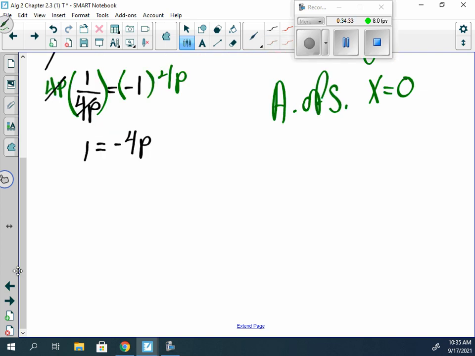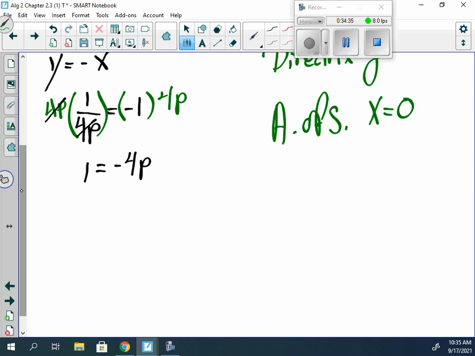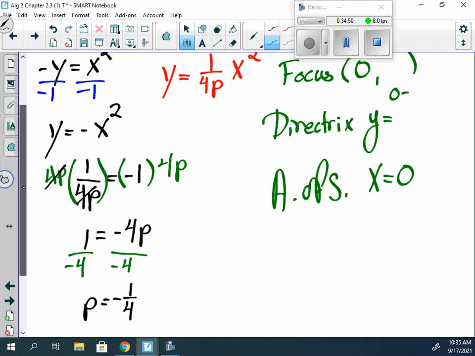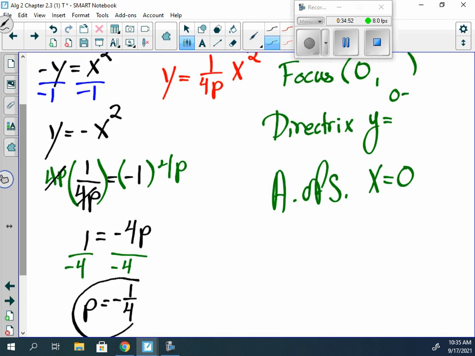So net 1 is equal to negative 4p. Here we would divide by negative 4, telling us that p is equal to negative 1/4. Because when we think about this here, negative 1/4, because if it's put in the denominator here, well, what is 4 times 1/4? 4 times 1/4. 1, yes?